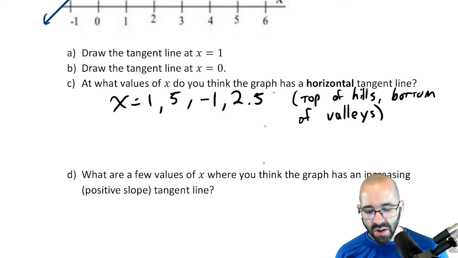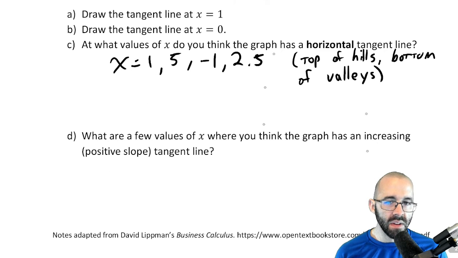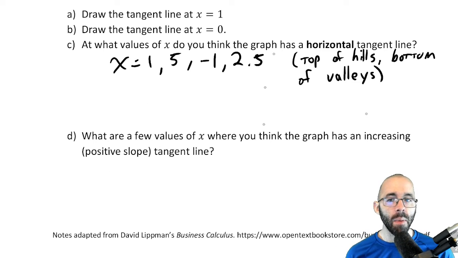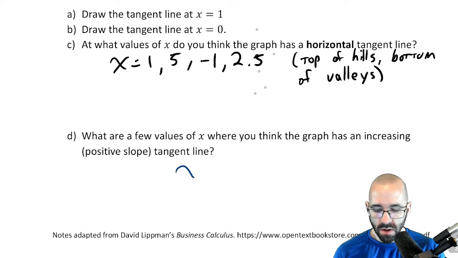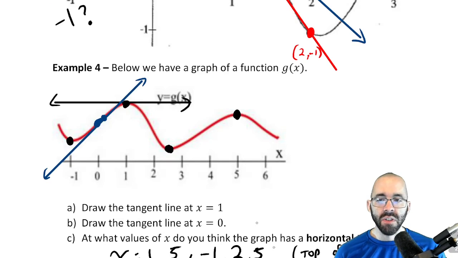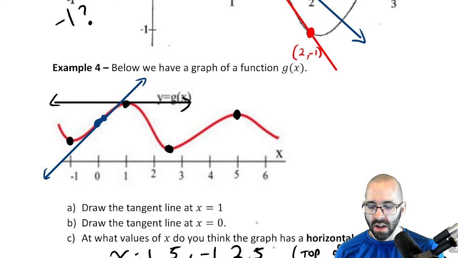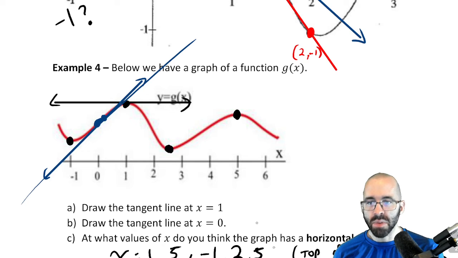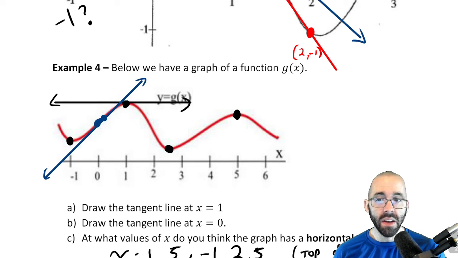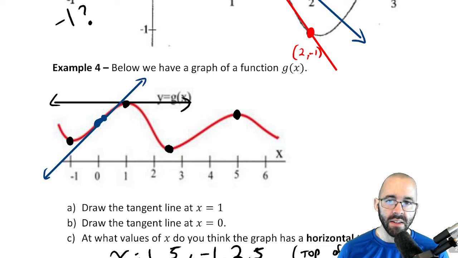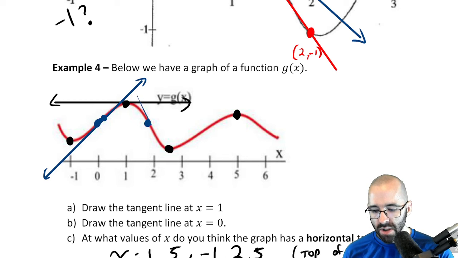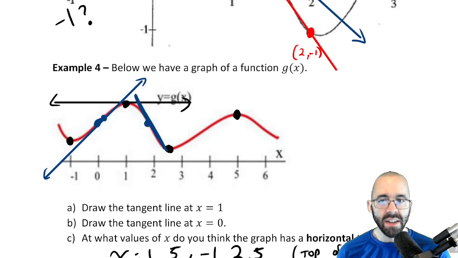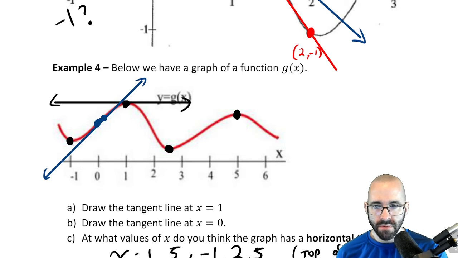What are a few values of x where you think the graph has a positive slope tangent line, a tangent line that's going up? Well, we have one example, right? This blue line at x equals 0, we know that the tangent line is increasing. Why is it increasing? Because as we look along this blue line from left to right, we're going uphill. Always from left to right here. What about over here? Well, this tangent line would look something like this. That'd be downhill from left to right, so this couldn't be it.